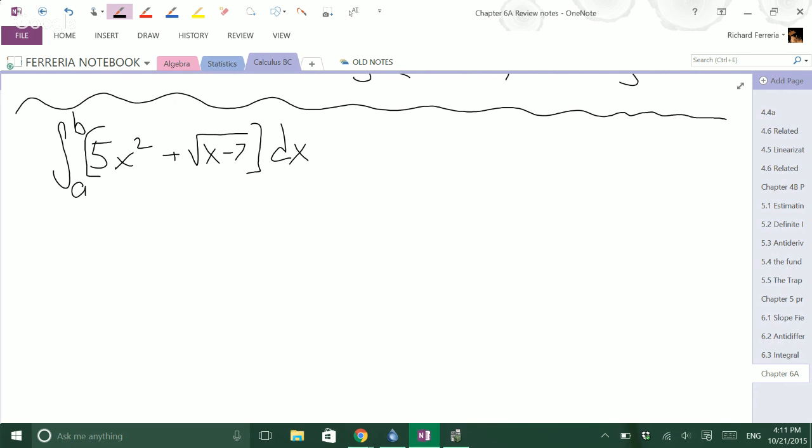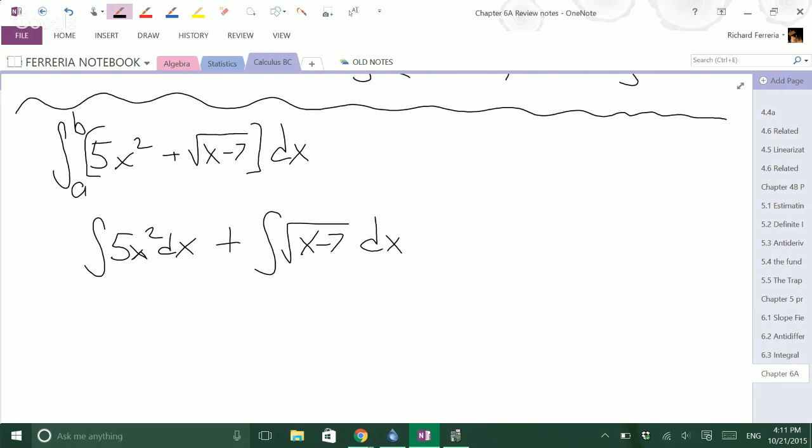Can we talk about the antiderivative first? What's the antiderivative of 5x squared? Actually, let's do it like this. Sorry, not A to B. Let's not worry about A to B. Antiderivative of 5x squared dx plus antiderivative of root x minus 7 dx.